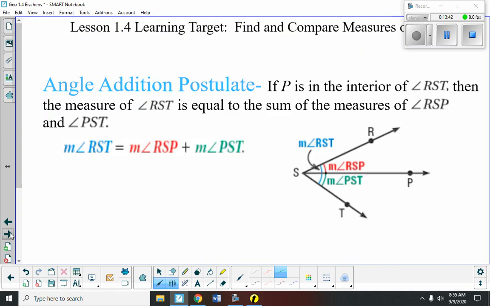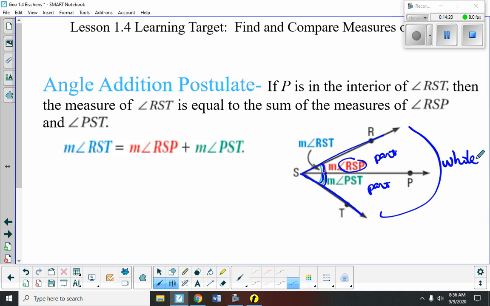All right, we're going to move ahead to the angle addition postulate. That says if P is in the interior of angle RST, then the measure of angle RST, the whole angle, is equal to the sum of the measures of angle RSP, which is this one right here, and the measure of angle PST. So you add the two parts together and it gives you the whole. That's called the angle addition postulate. And let's do some problems with that.